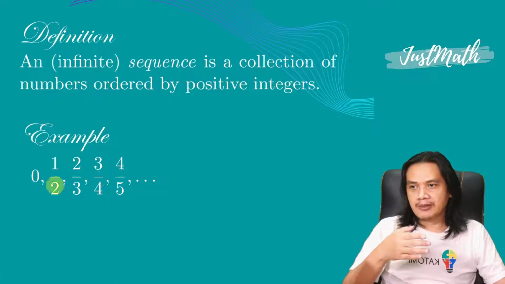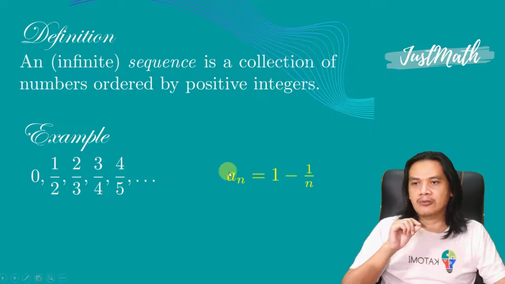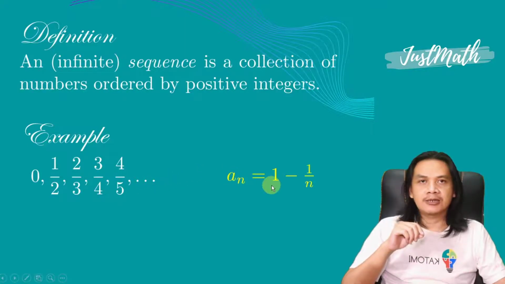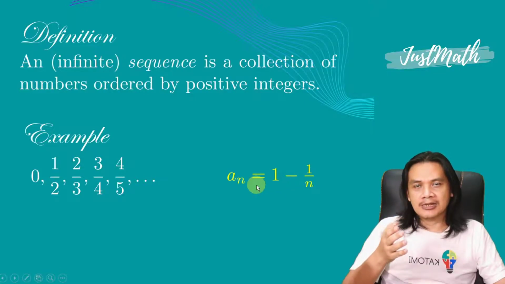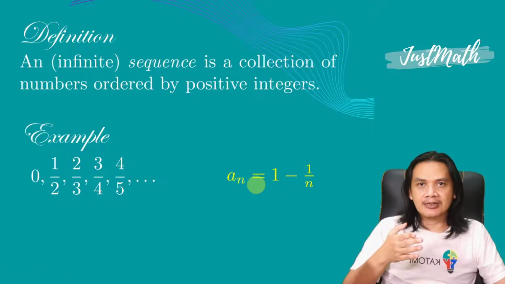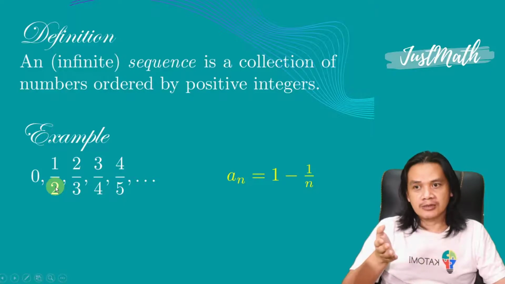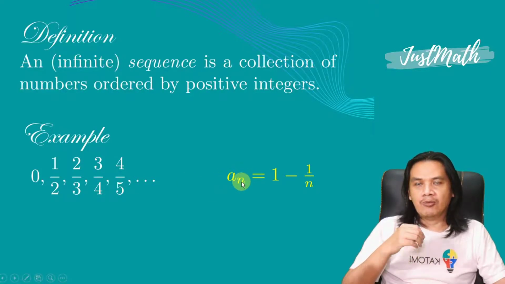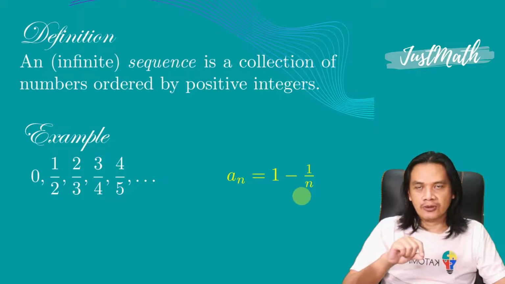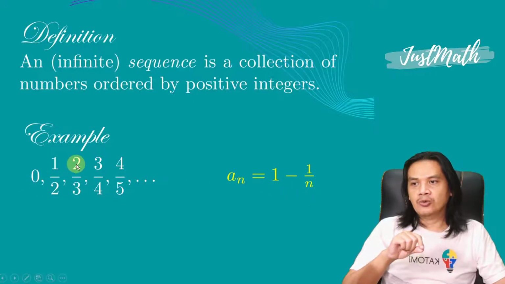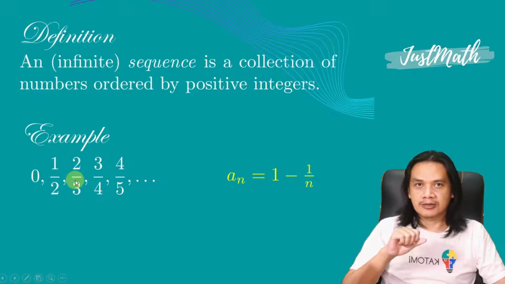For example, for this sequence, the explicit formula is a sub n is equal to 1 minus 1 over n. This formula tells us what the nth term of the sequence is. For example, when we substitute n equals 3, we have a sub 3 is equal to 1 minus 1/3, which is 2/3, which agrees with the third term of our sequence here.